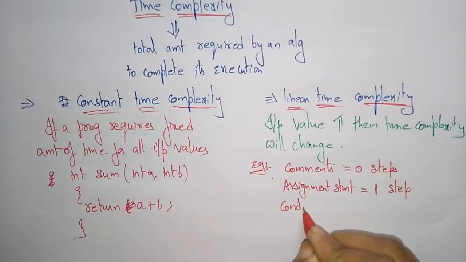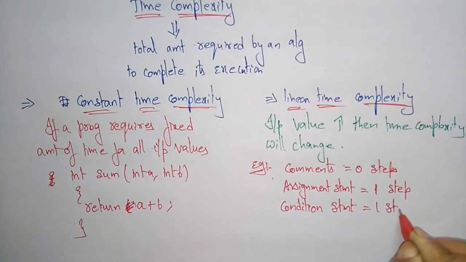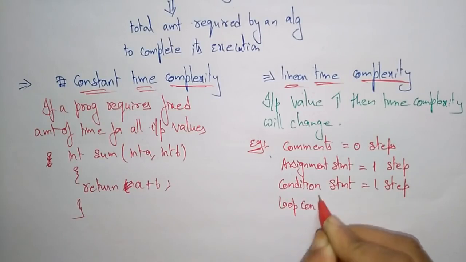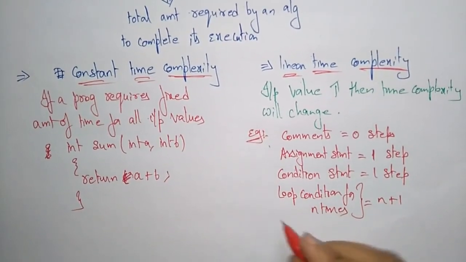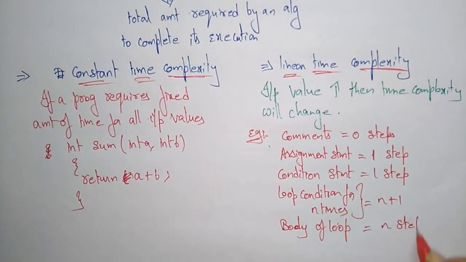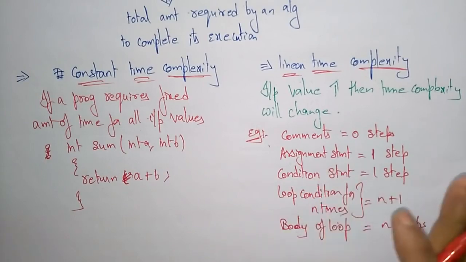If you are using condition statements, the time complexity for that is also 1. Suppose you are using loop conditions for n times, then it should be n plus 1 steps. Suppose you are discussing the body of the loop, where the program enters the body of the loop, then it should be n steps, because n times you are entering the body of the loop. So n times. Loop conditions will go to n plus 1 times. Just remember these points.